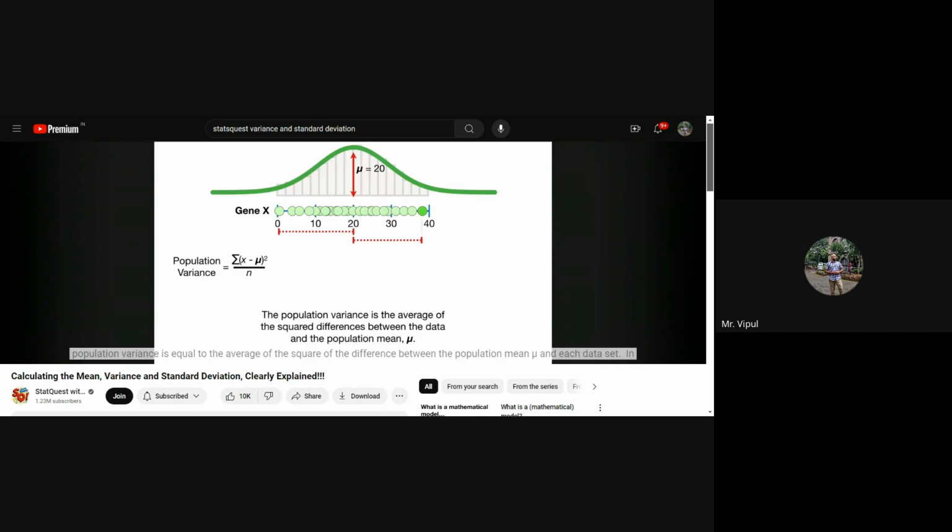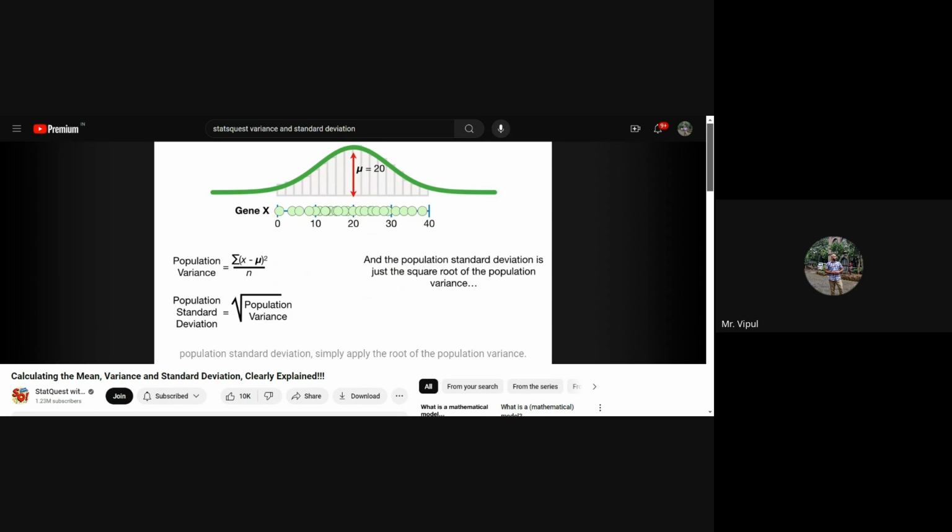The population variance is the average of the squared differences between the data and the population mean, mu. In other words, we square these differences to prevent the ones on the left from canceling the ones on the right, and then take the average. And the population standard deviation is just the square root of the population variance. And since the standard deviation is in the original units that we measured, we can draw it on the graph. However, we almost never have the population data, so chances are you should not use these formulas.